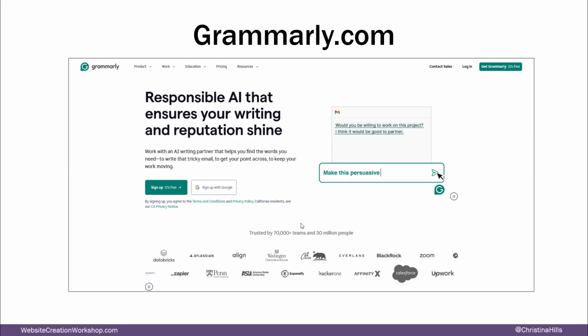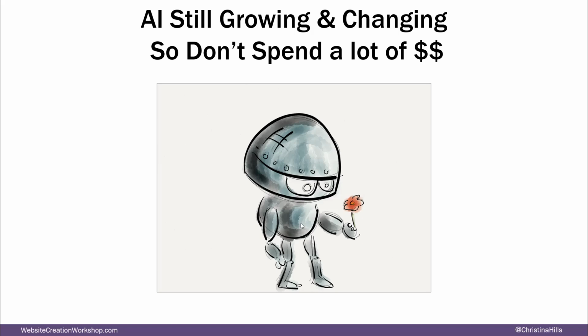Then there's Grammarly.com, which is more for writing, like if you want it to help you with your writing. And they have a free version and also a paid version. But AI is still growing and changing, so don't spend a lot of money. So whatever you do, just don't spend a lot of money because I don't think you need it. And start out simple.